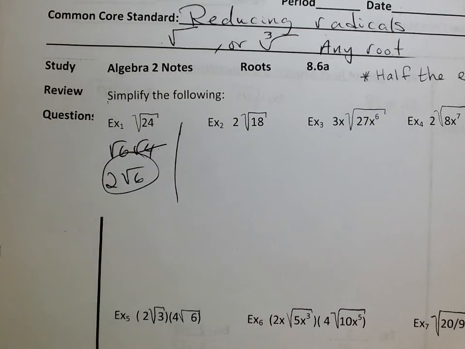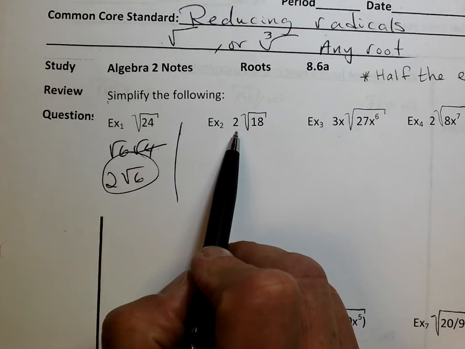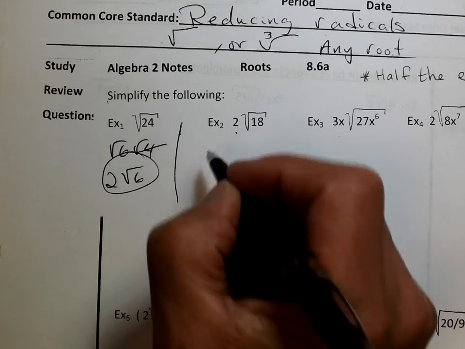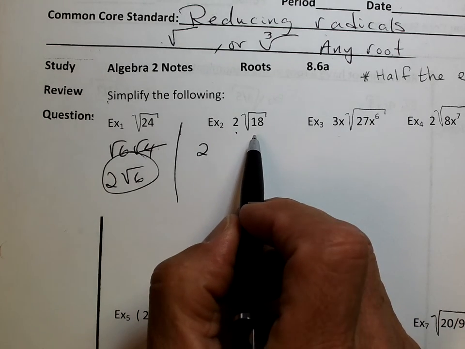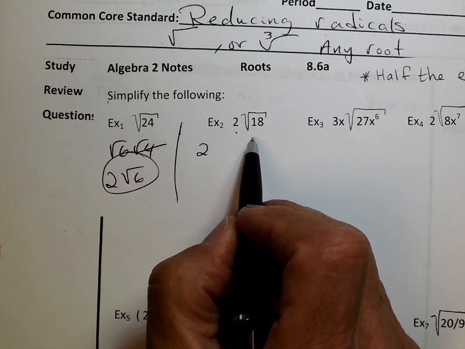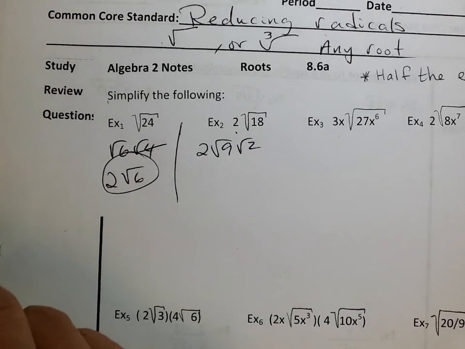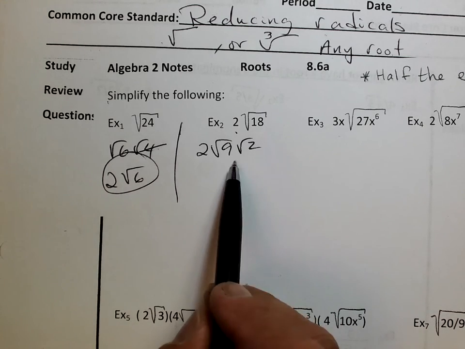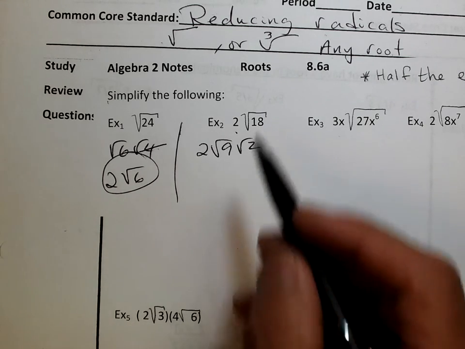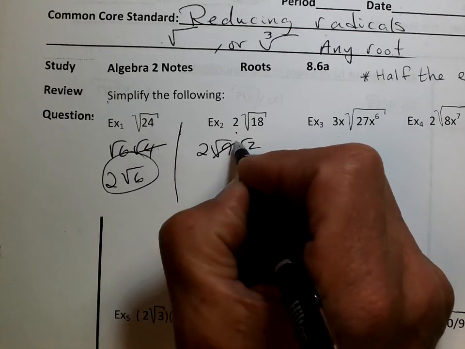Okay, example 2. This is a regular 2. Leave it alone. But let's break down 18 into what? 9 and 2. Yep, 9 and 2. Because we know the square root of 9 is 3, right? We wouldn't want to use 3 and 6. That'd be silly, because that doesn't help us. Square root of 9 is? So we write down 3.